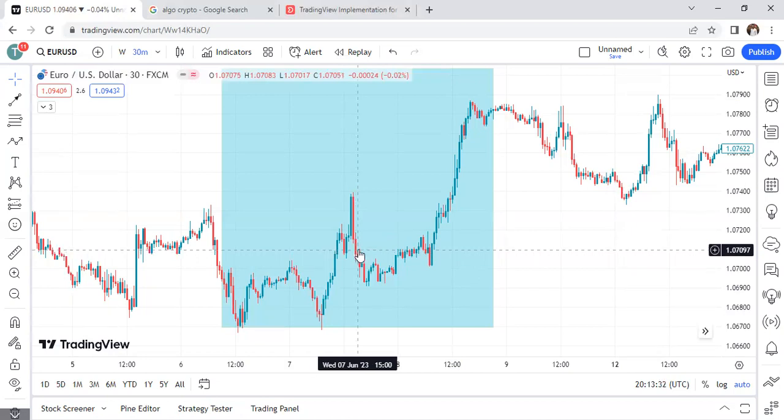So by the time you're taking a trade, you need to be sure which trend you're in before you start taking the trade. So you need to understand that the higher time frame is there to give you direction.